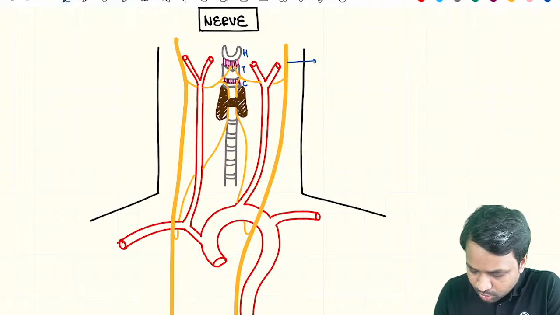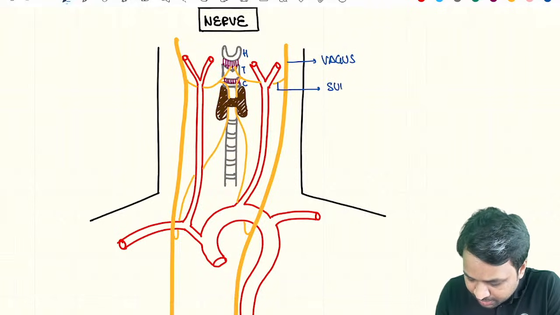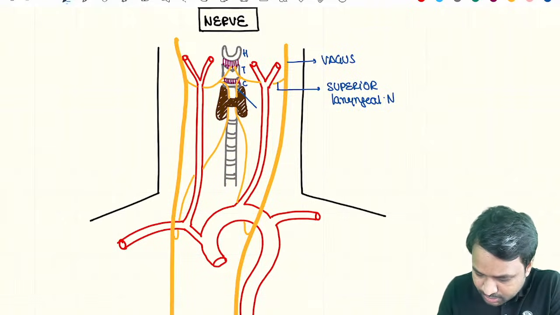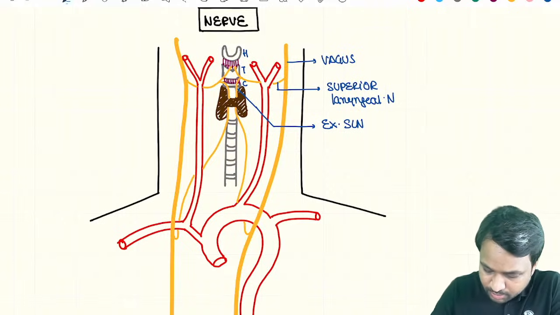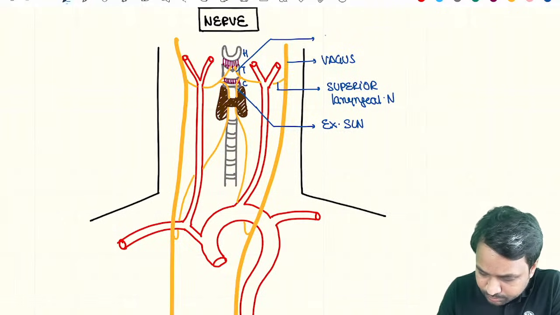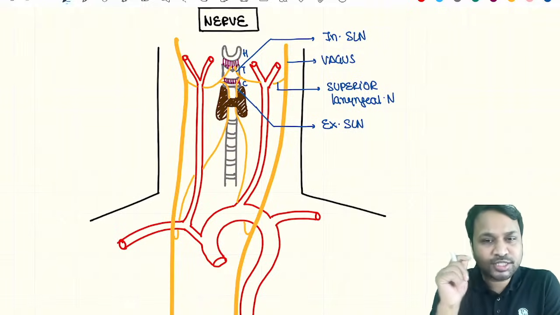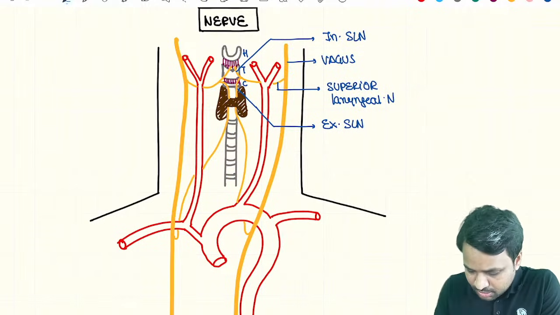So this happens to be your vagus. This is your superior laryngeal nerve. It has two branches. In the two branches, this one is the external branch. This is the external branch of the superior laryngeal nerve, and the above one is the internal branch. This is the internal branch of the superior laryngeal nerve. Okay. So it is the external branch of the superior laryngeal nerve which is closely associated with the thyroid gland.